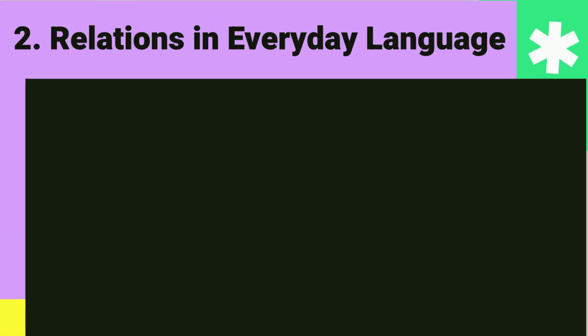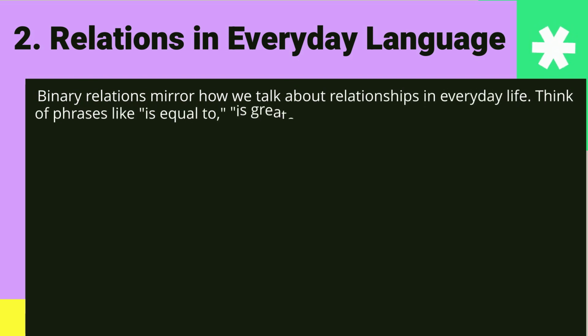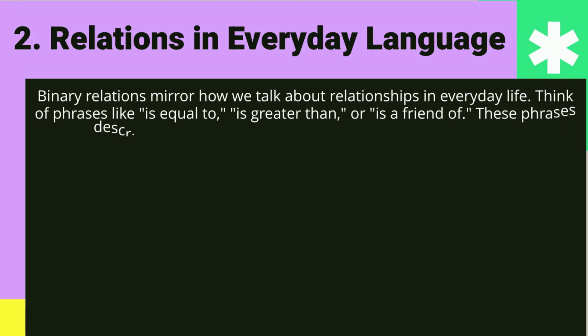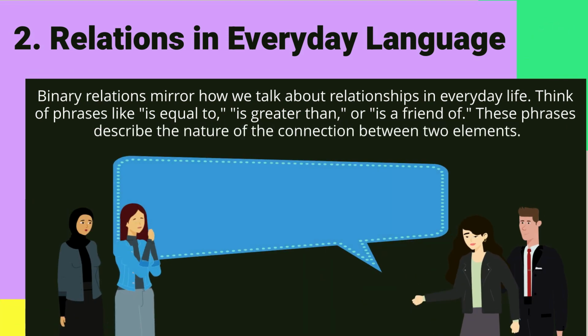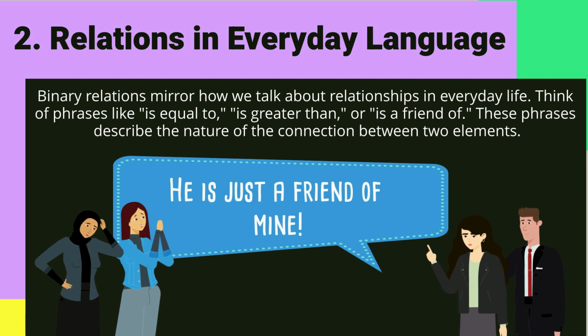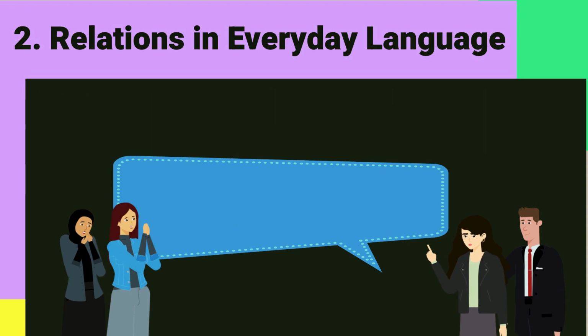The second one, relations in everyday language. Binary relations mirror how we talk about relationships in everyday life. Think of phrases like is equal to, is greater than, or is a friend of. These phrases describe the nature of the connection between two elements.